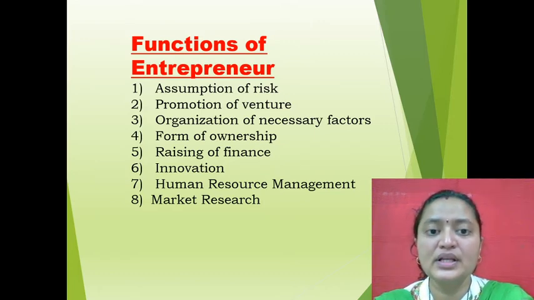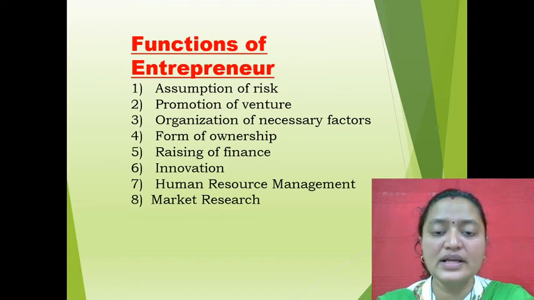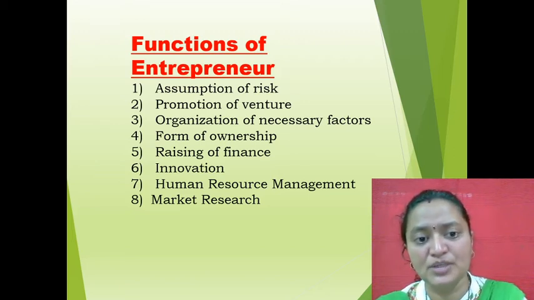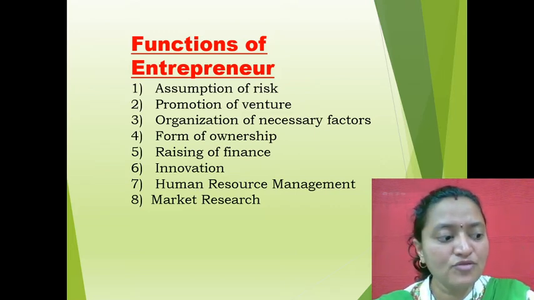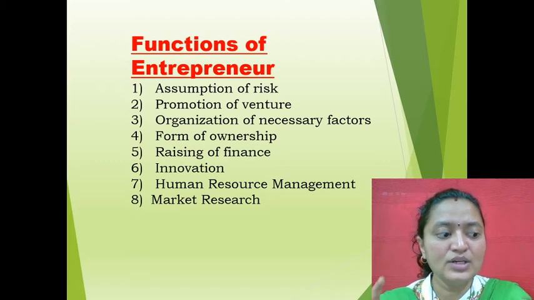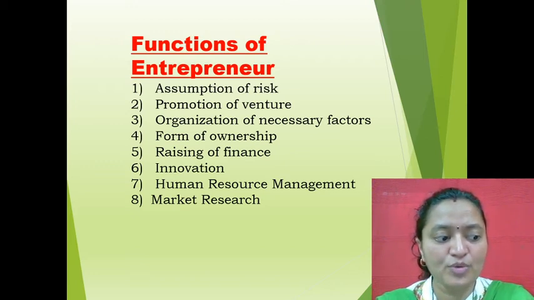So properly the entrepreneur has to organize the necessary factors. Factors means the 4 M's, that is men, money, material and machine. Then the fourth point is form of ownership. Now what will come in form of ownership? Here we need to study that. There is sole proprietorship, partnership, joint stock company.